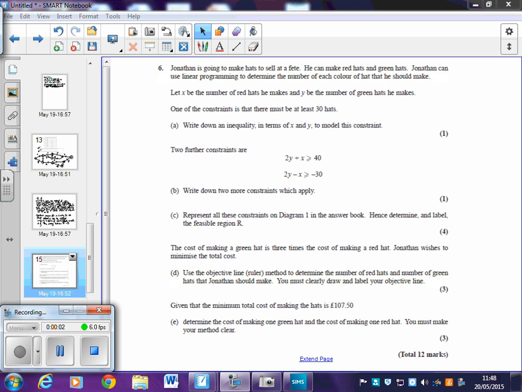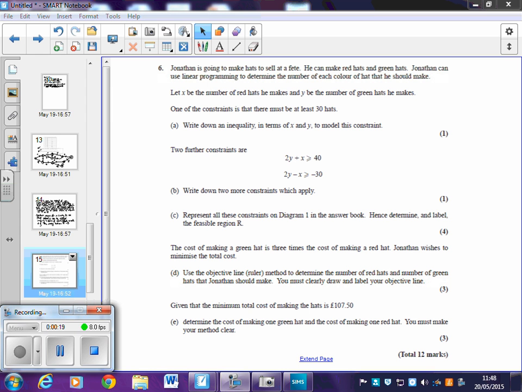Question 8, and this is the linear programming question. Our scenario for today is Jonathan is going to sell hats at a fete. He can make green hats and red hats, and he's going to use linear programming to determine the number of each colour hat that he should make. Okay, so x is red, y is green.